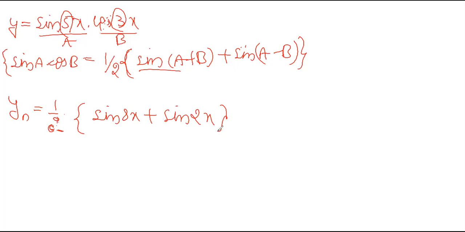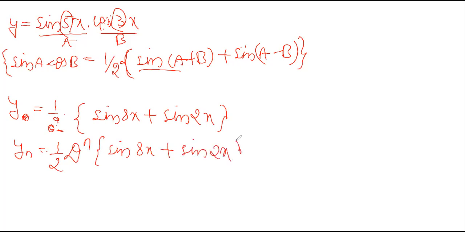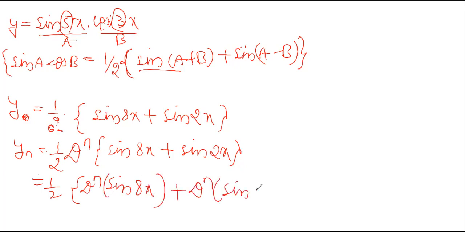Next, the nth term, this is y. y is equal to 1 by 2 as it is, then the nth term of this one, sin 8x plus sin 2x. You separate this: 1 by 2, then the nth term of the first function, sin 8x, plus the nth term of the second one, sin 2x.